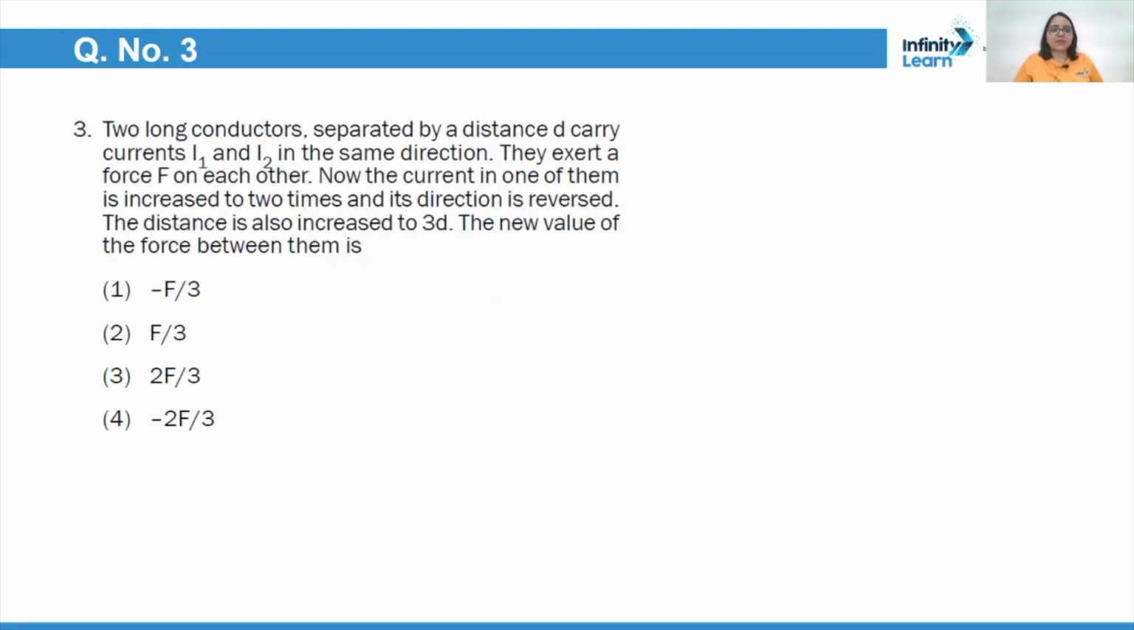Question number 3. We have two long conductors separated by distance d carry currents I1 and I2 in the same direction. So force between them will be force of attraction. They exert F force on each other. So F will be mu naught I1 I2 divided by 2 pi d. Now the current in one of them is increased to 2 times. Okay, and its direction is reverse.